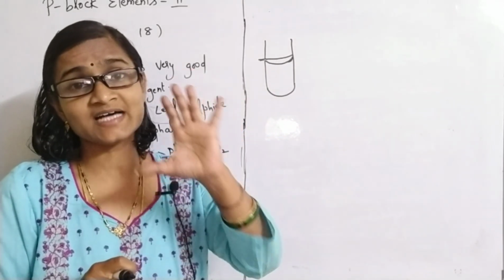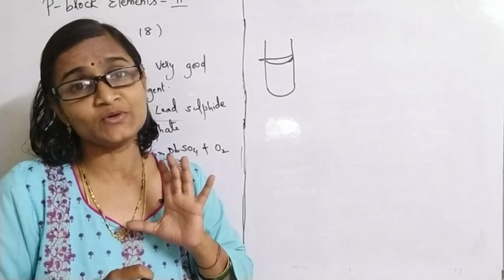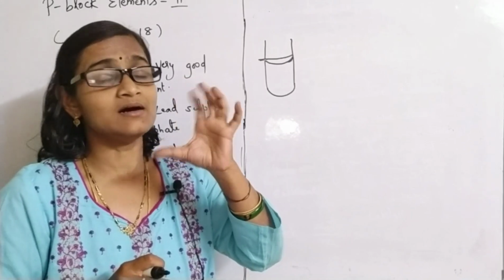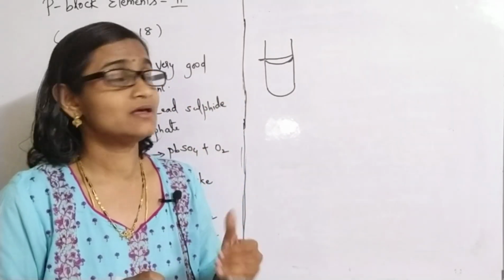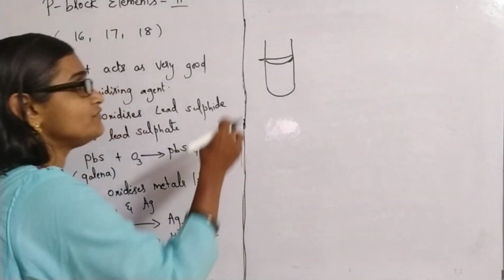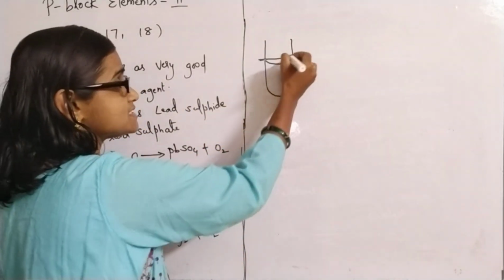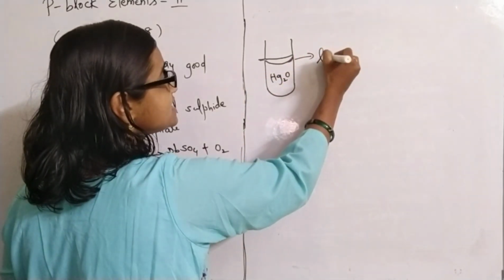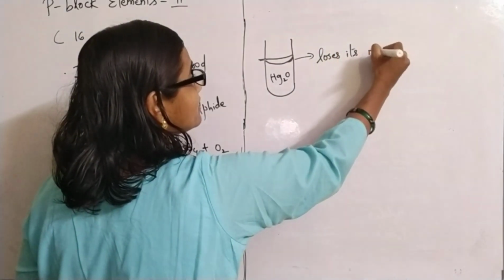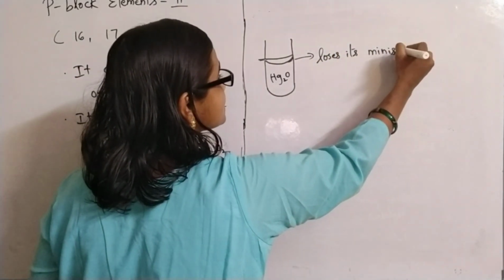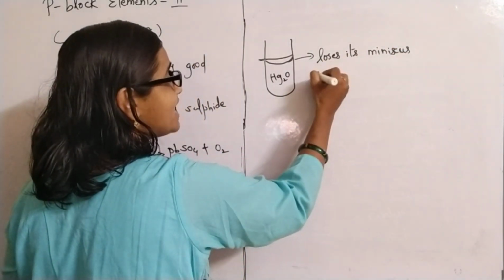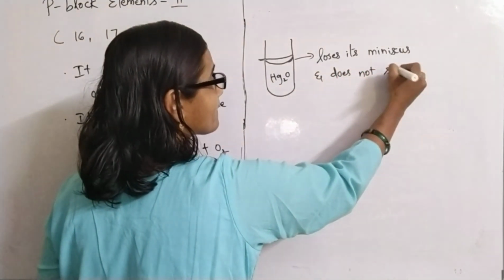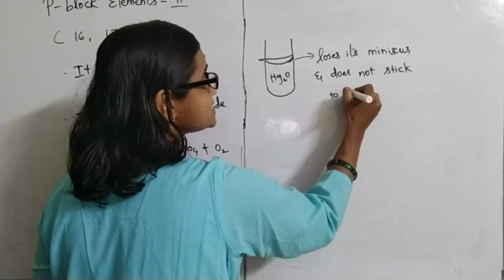It's a transparent glass test tube you have taken, and in that mercuric oxide you have taken. Normally if you take only mercury, you can see that mercury is like a thermometric liquid. But what happens if you keep mercuric oxide in a test tube? It loses its meniscus. Hg2O, if you take in the test tube, loses its meniscus. What is meniscus? The surface layer, and it does not stick to the walls of the test tube.